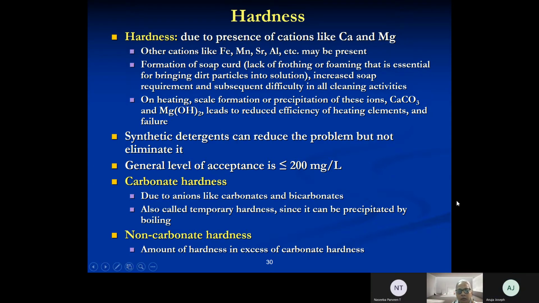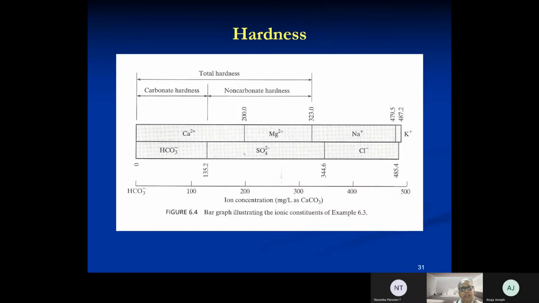So there are two major issues, like I said, that are related to hardness. One is the formation of soap curd, and the other is the formation of scale on the heating element. Now, you can use synthetic detergents that will reduce the problem, but that will not eliminate the problem. We do have water quality standards for hardness. The general level of acceptance is less than or equal to 200 milligrams per liter as calcium carbonate. Let's look at something else.